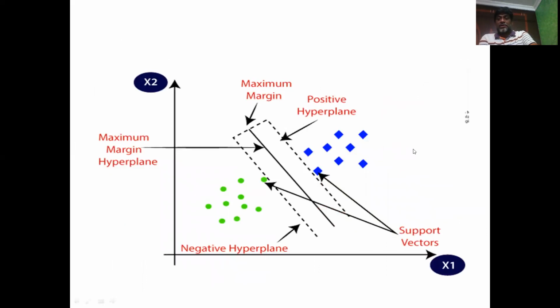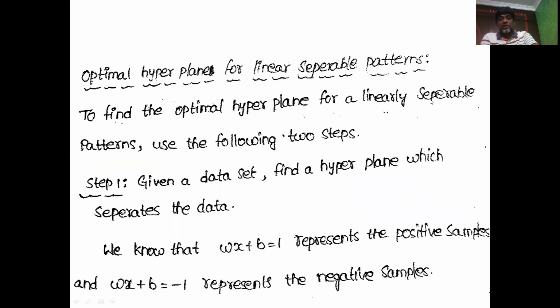And we have gone through some terminology also: what is a maximum margin hyperplane or boundary surface or decision surface or optimal hyperplane, what is a positive hyperplane, what is a negative hyperplane, and what are support vectors also. We explained this. And we have derived a formula for calculating the optimal hyperplane for linearly separable patterns.